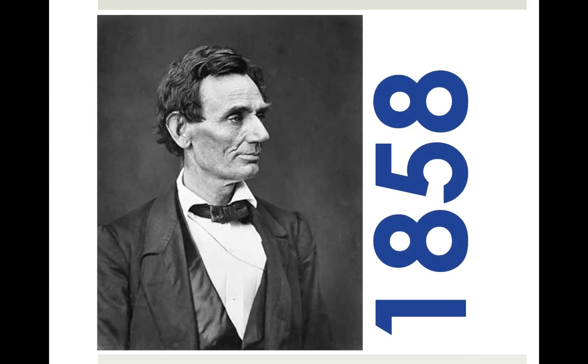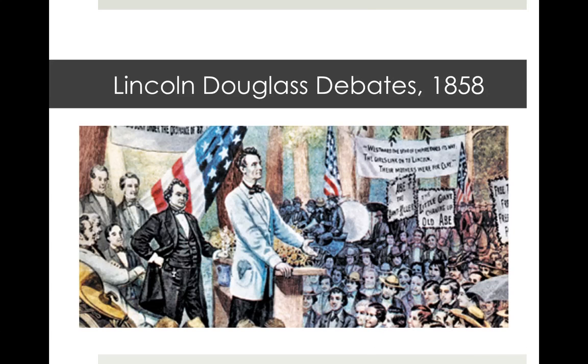By 1858, they had nominated Abraham Lincoln to run as a Senate candidate in Illinois, a little-known lawyer and one-term House of Representatives member. Abraham Lincoln was chosen to run against Stephen Douglas, who was the incumbent, the guy who was already in power, already senator of Illinois, being challenged by this new rising star known as Abraham Lincoln.